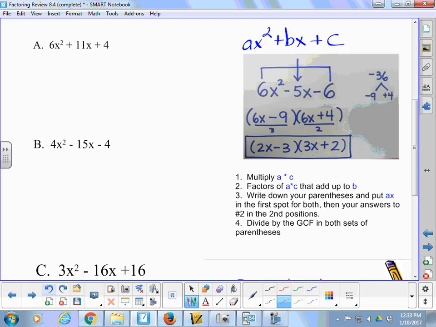All right, so we're going to do that with 6x squared plus 11x plus 4.